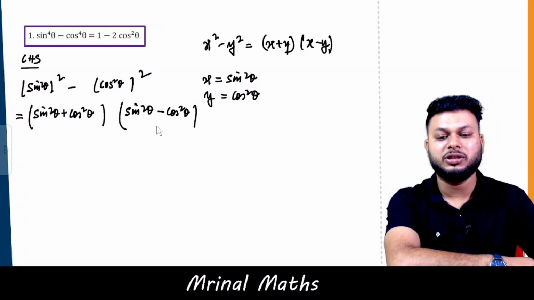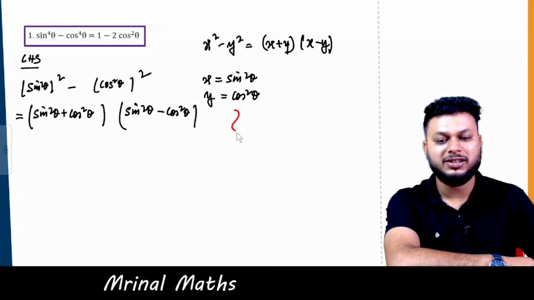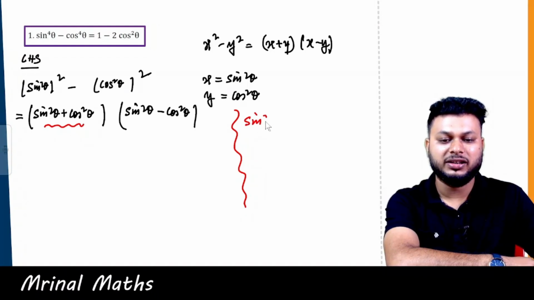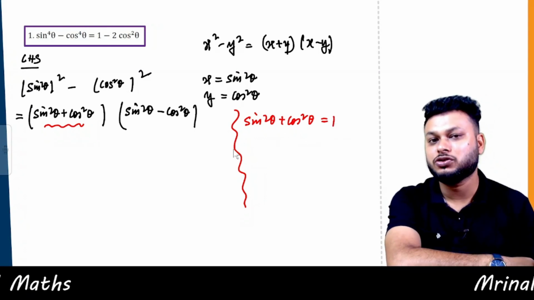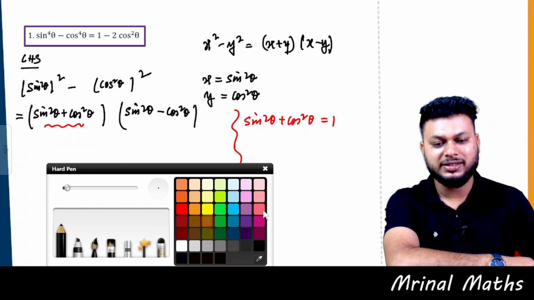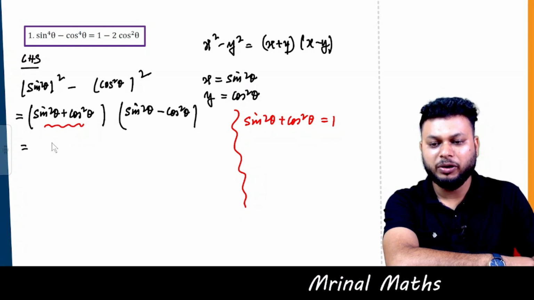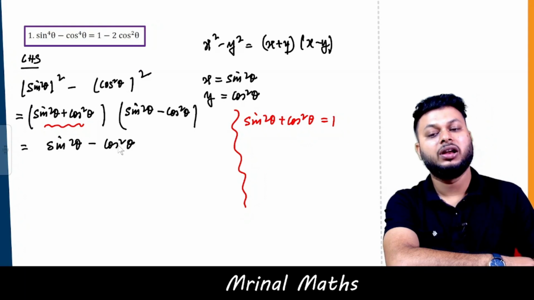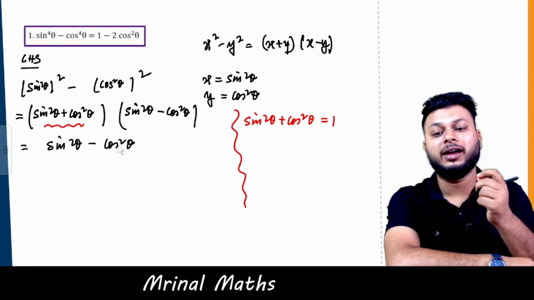Now here comes the most important point. You already know about the trigonometric identities, and from here it is very evident that sine square theta plus cos square theta is equal to 1. This is the first square identity that we have known. So writing this out, this becomes 1, and here you are left with sine square theta minus cos square theta.